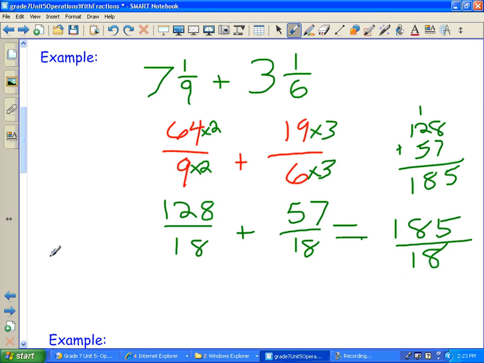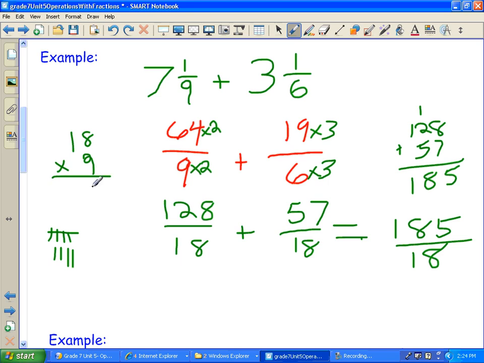So let's count by 20s and see how many we can get out of 185. So we got 20, 40, 60, 80, 100, 120, 140, 160, 180. So it looks like we're going to get about 9 of them. So I'm going to do 9 times 18 over here on the side. Of course, if you got a calculator, it's much easier.